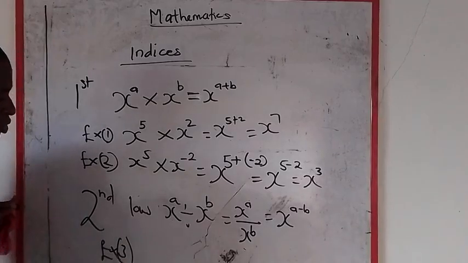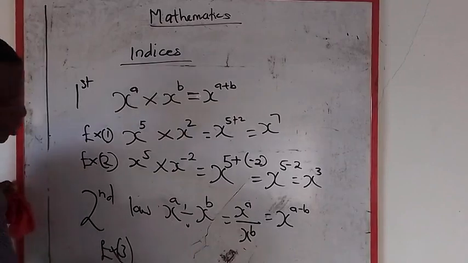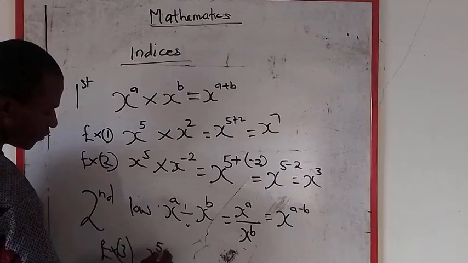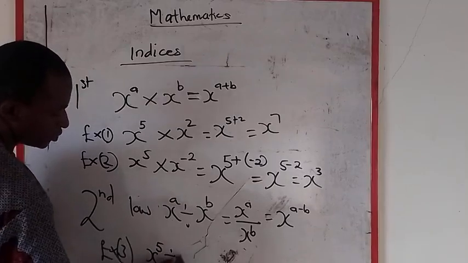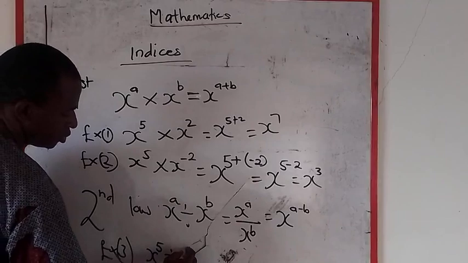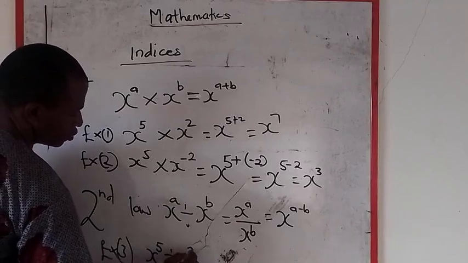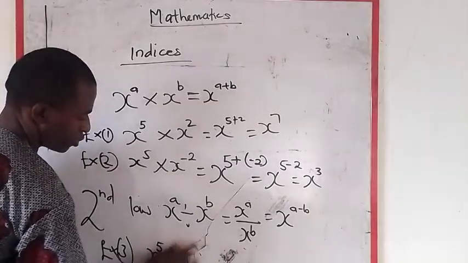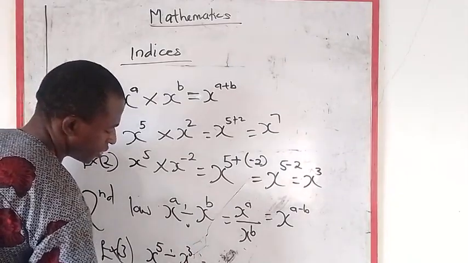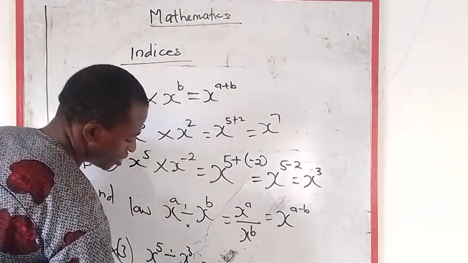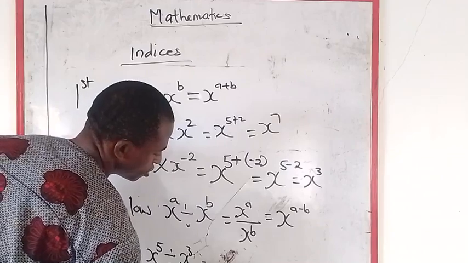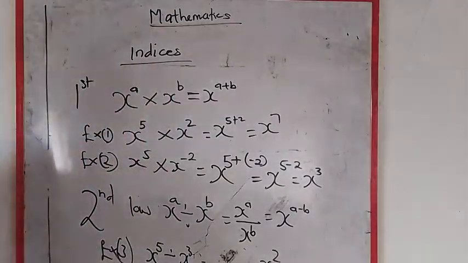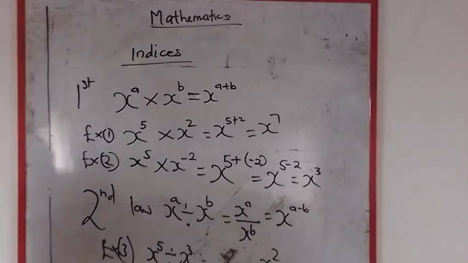Example 3. Yes, still on indices. Let's assume that we are having x raised to power 5 divided by x raised to power 3. By this, we already know that it's going to be x raised to power 5 minus 3. This gives us x raised to power 2. This is exactly what we are going to have.